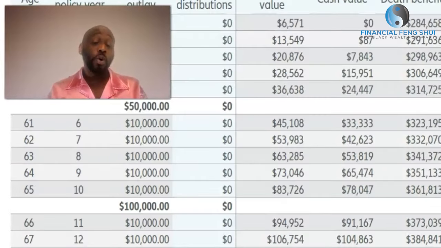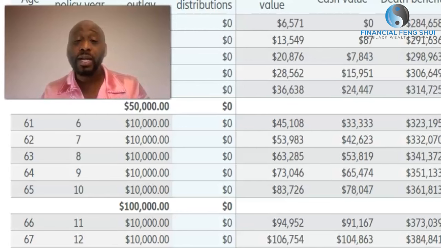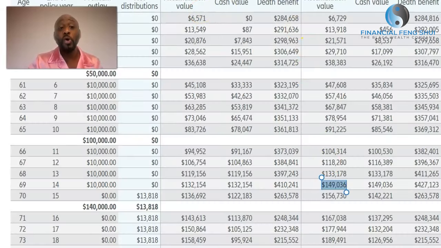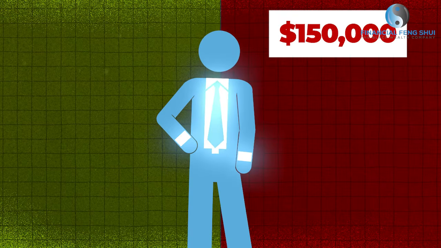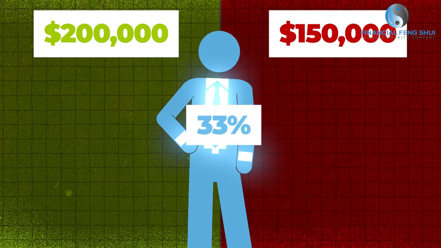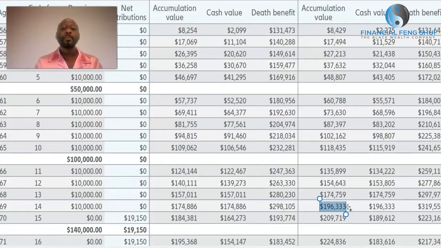Now, remember, this is the one with the highest death benefit. But remember, we're going to want to reduce that death benefit to the lowest that we can possibly have it based on our age and the amount of money that we're putting into the policy. So let's jump over to the policy setup that has the minimum death benefit. Look at what our savings account balance is. $196,000. Okay, so from 150 to almost 200,000, that is a 33% difference in the amount of savings that we accumulate in the policy over the 15 years that we are investing into the policy.